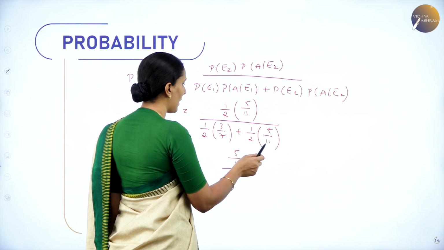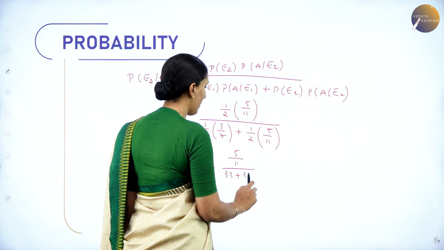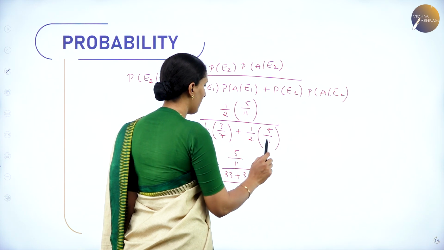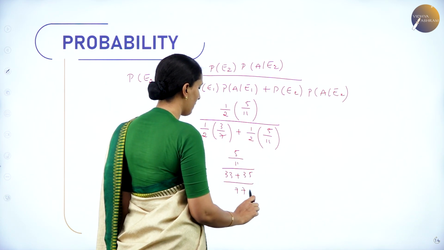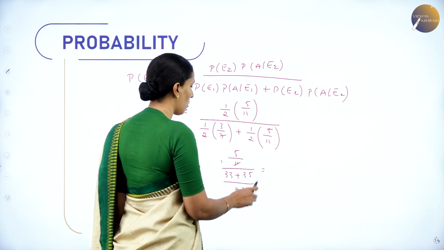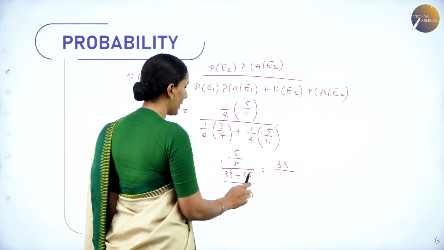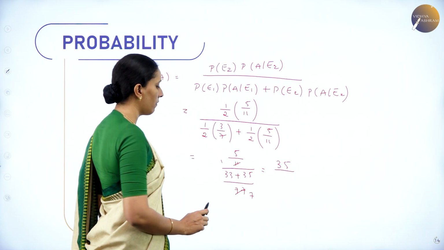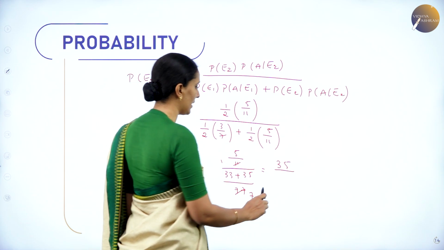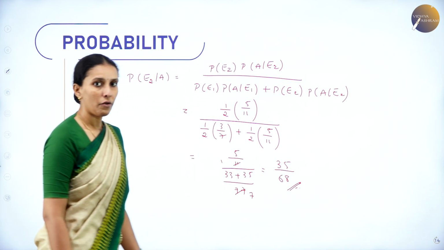So, cross multiply: 11 3s are 33 plus 7 5s are 35 divided by 7 11s are 77. So, here we have 11 1s are 11, 7 5s are 35 divided by 35 plus 33 will be equal to 68. So, this is the value.